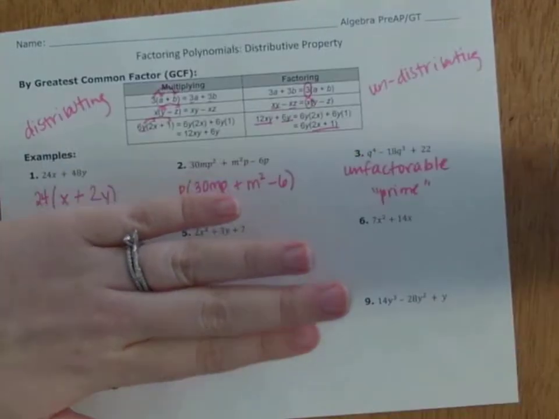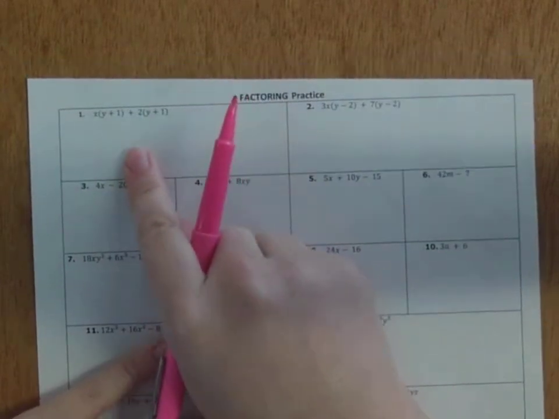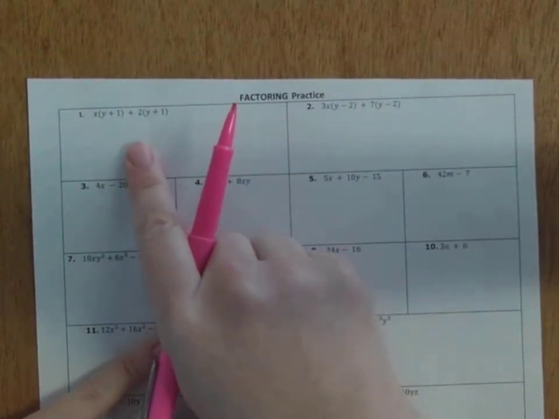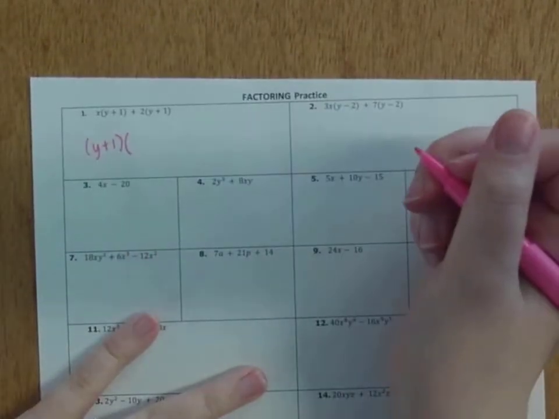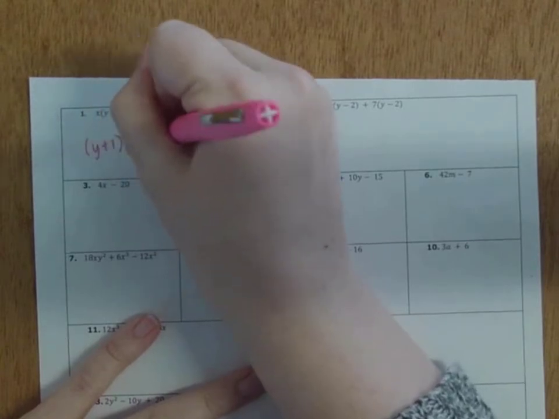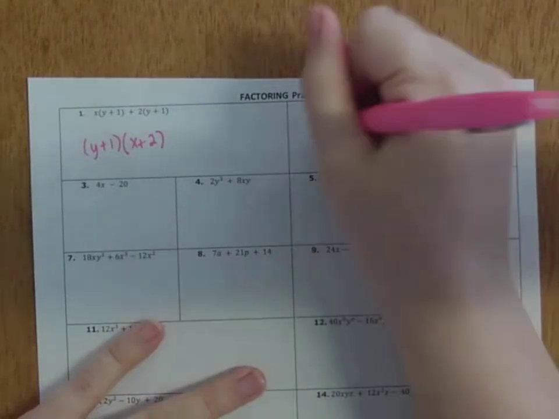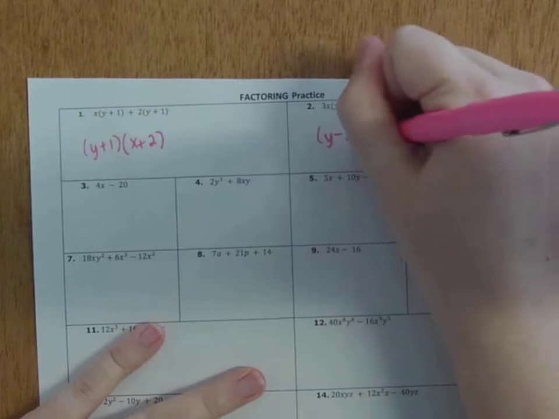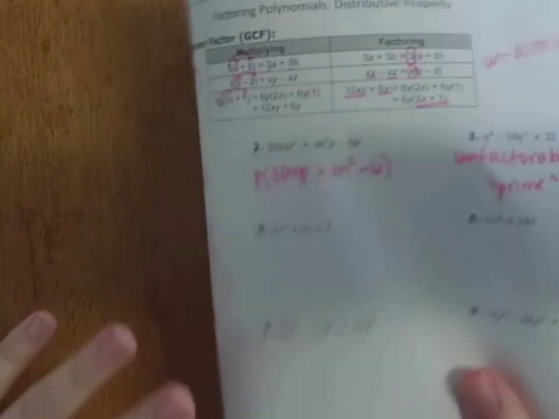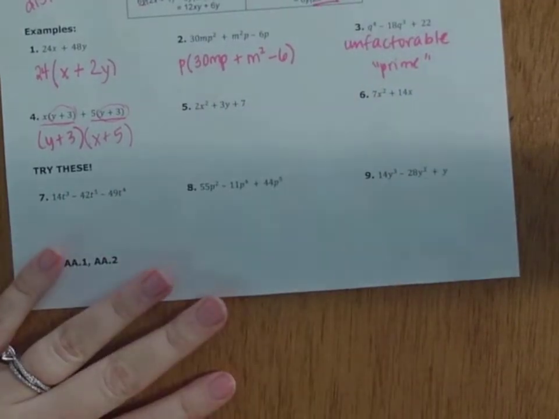Okay. So I see a couple blank stares, so look on the back right there. On number 1, what is the common factor? Y plus 1. So what is left in parentheses? X plus 2. Okay. On number 2, what's my common factor? What's left in parentheses? Okay. All right, number 5. What do you think about number 5?